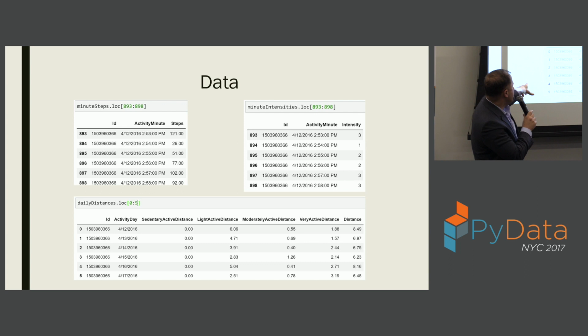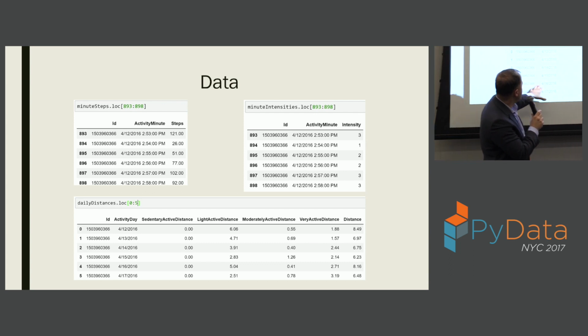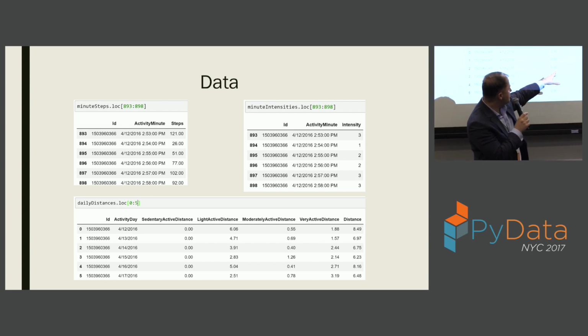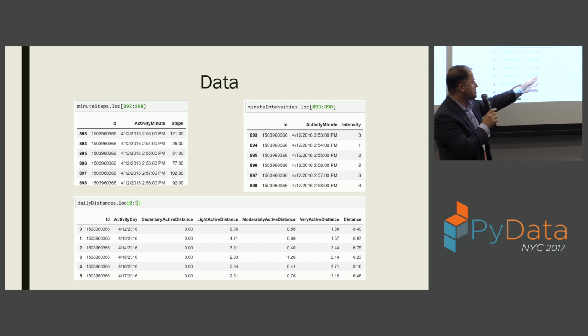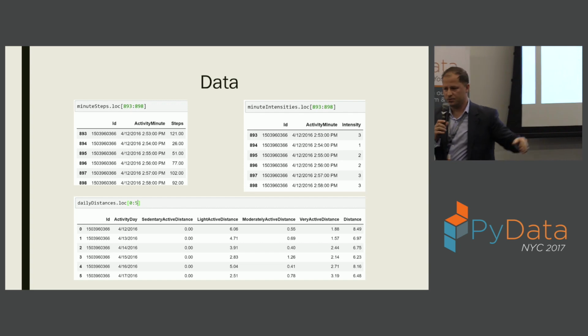And then it goes up, with 3 being very intense, maybe running or jumping. Daily distances has three variables: light active distance, moderately active distance, and very active distance, which add up to the total distance walked throughout the day.